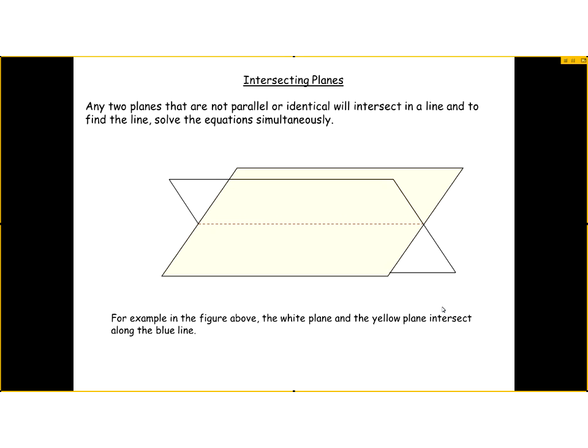Intersection of planes: if we have two planes, any two planes that are not parallel or identical will intersect in a line, and to find the line, solve the equations simultaneously. When we intersect two planes, we get a line, indicated by a red dotted line. This is the line we get, and we have to find the equation of this line.